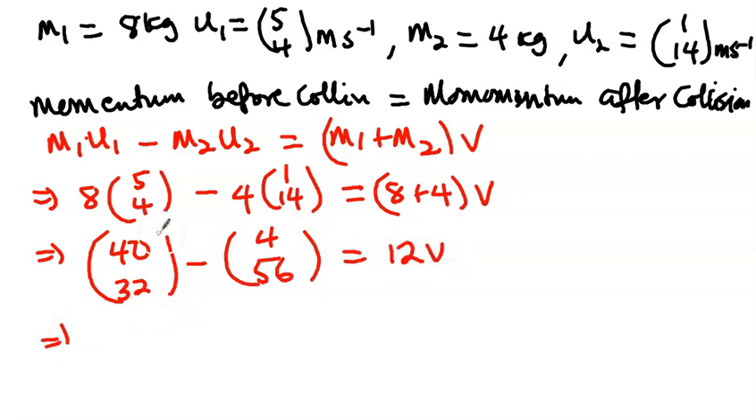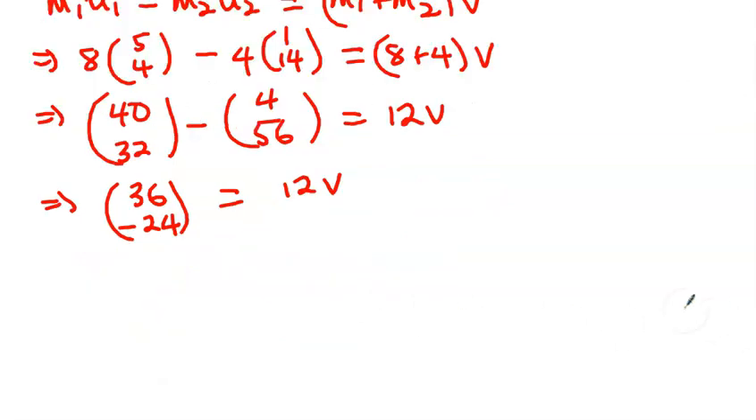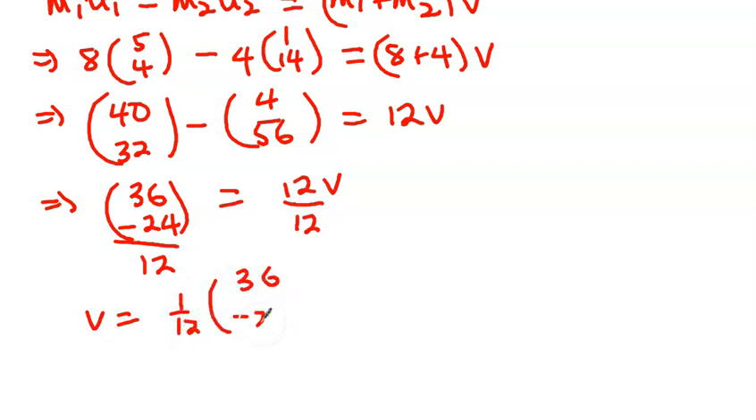Let's subtract these vectors. So we have 40 minus 4 is 36. 32 minus 56 is minus 24. This is equal to 12v. We want to find the common velocity, so we divide both sides by 12. v is equal to 1 over 12 times 36, minus 24. When you simplify, 1 over 12 times 36 is 3. The 1 over 12 times minus 24 is minus 2 meters per second.